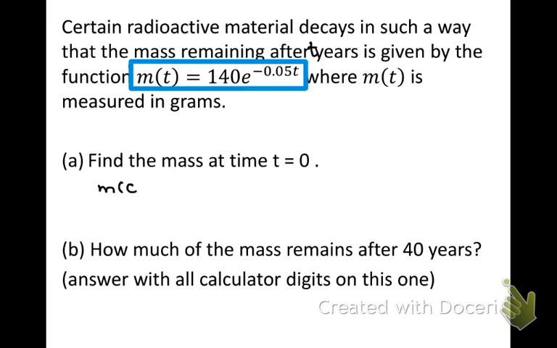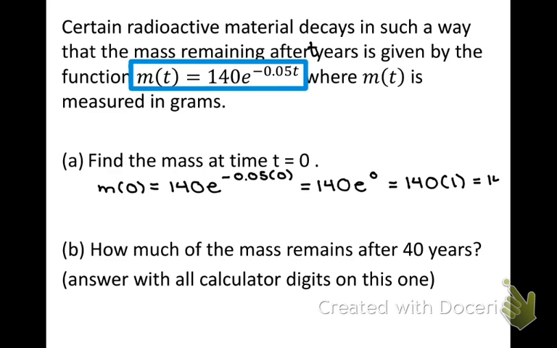So we're going to have m of 0 equals 140 e to the negative 0.05 times 0. Now, following our order of operations, we need to multiply negative 0.05 times 0 in our exponent first, which gives us 0. So we have 140 e to the 0. Now we know e to the 0 is 1, so we're going to have 140 times 1, which is simply 140. And that should be in grams. Now, you could throw that in your calculator, but with that exponent of 0, we really could do it mentally as well.